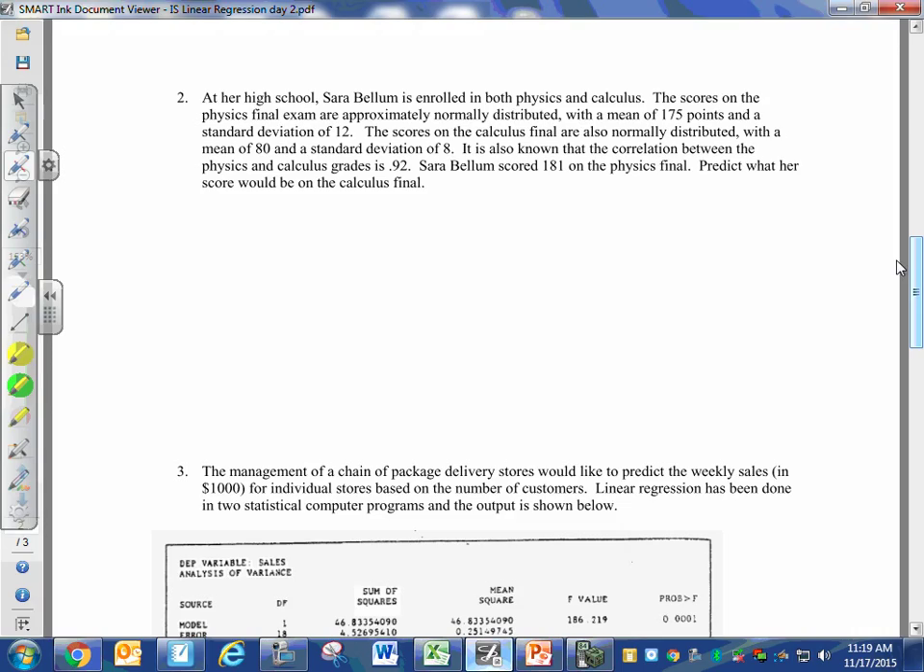I wonder what the mean of 175 was out of. Anyways, it is also known that the correlation between the physics and calculus grades is 0.92. So apparently if you're good in physics, you're going to be good in calculus.